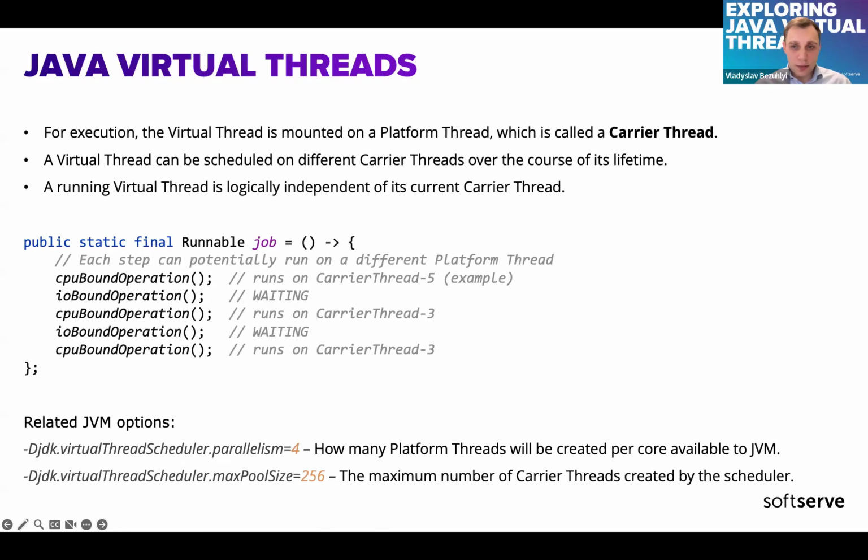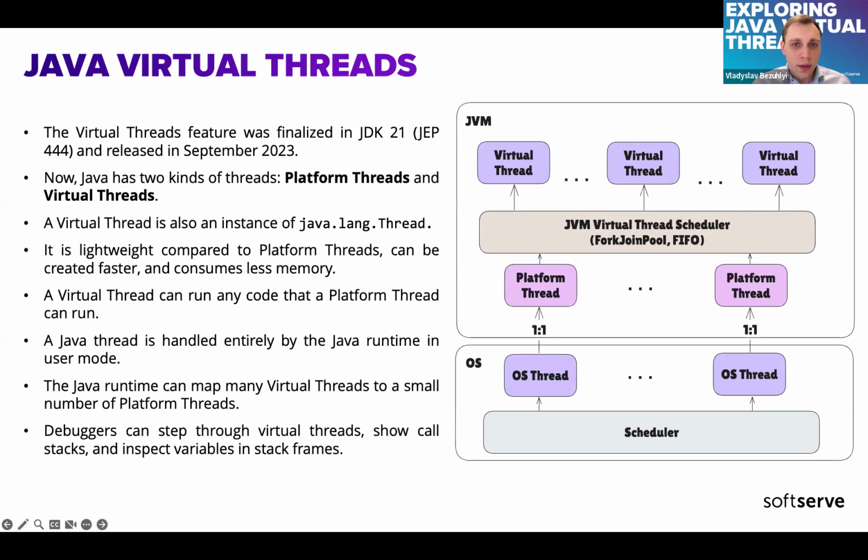So once the blocking operation completes, the Java scheduler can remount the virtual thread onto any available carrier thread. And this remounting can happen on the same carrier thread or on a different one, as we see, depending on the system availability and scheduling decisions. So under the hood, this works as a ForkJoinPool, not the same as the common ForkJoinPool, a different one, and it uses first in, first out order.